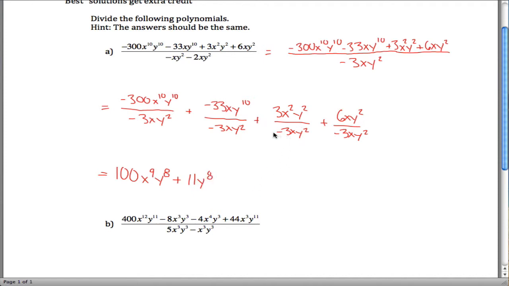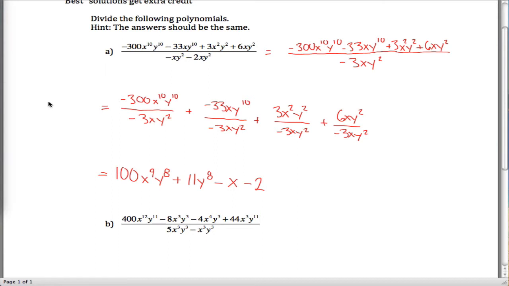And then over here, a positive divided by a negative is a negative. 3 divided by 3 is 1. X squared over x is just x. This is x squared divided by x to the 1. And the y squareds cancel out. We're left with negative x here. Then finally, positive over negative is a negative. 6 over 3 is 2. X and x cancel. Y squared and y squared cancel. Left with negative 2, and this is our final answer.